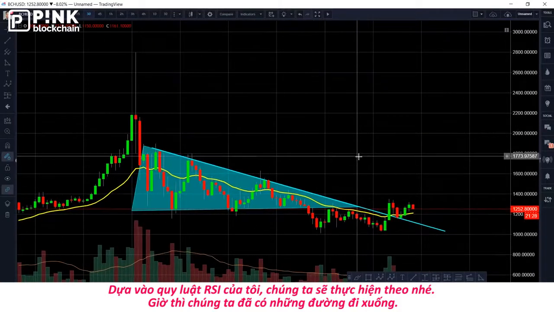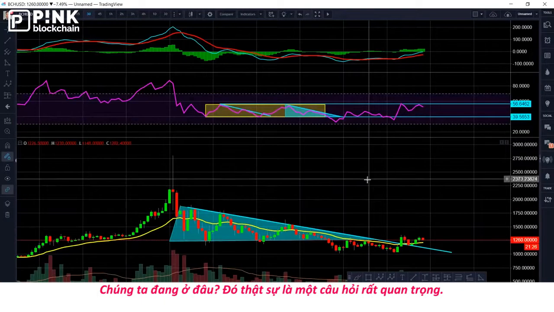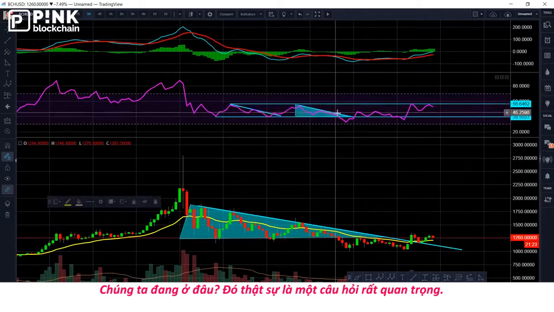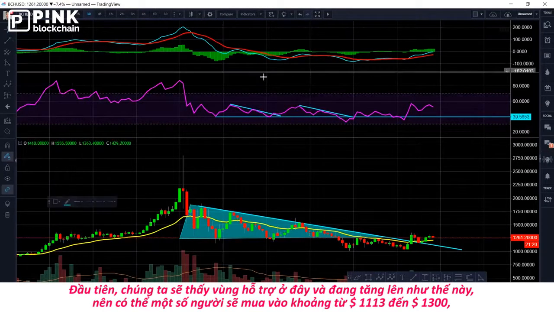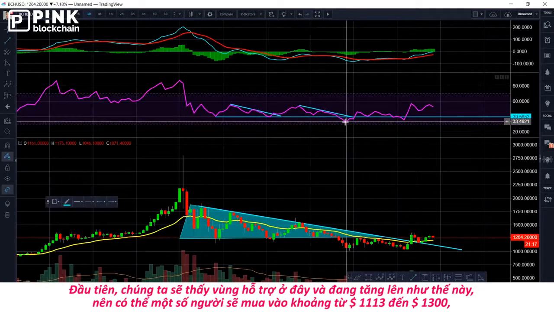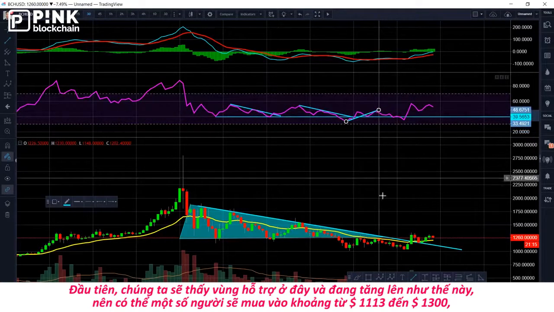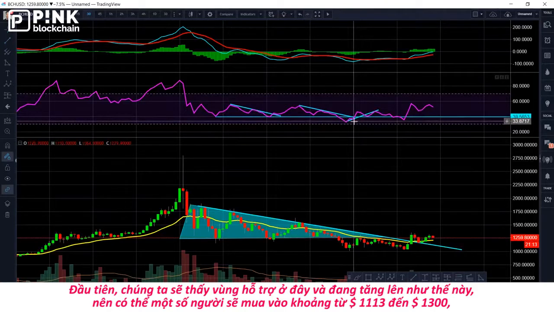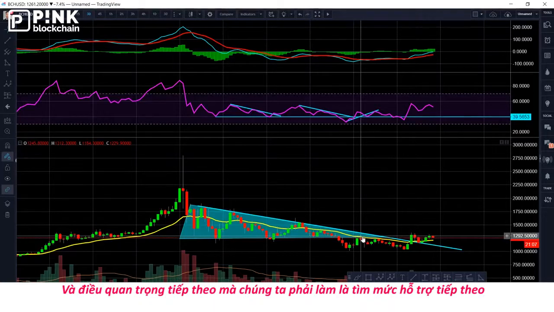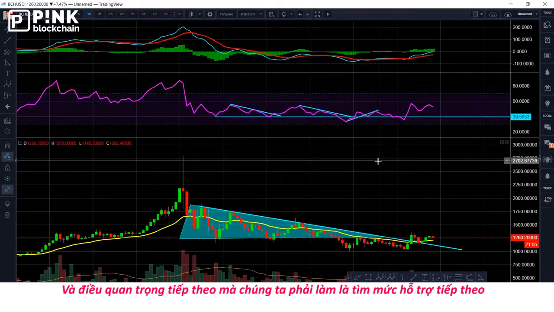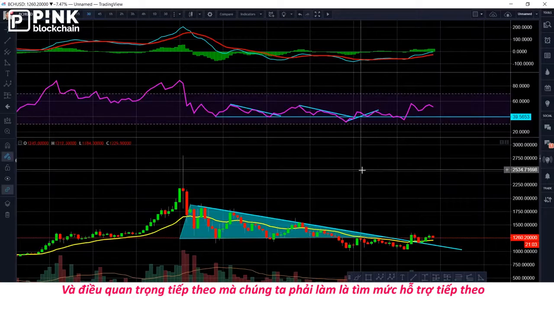Now that we have downticked, where are we now? That is a really important question. Where are we now, and where did we find support? Well, first of all, we found support right here, guys. We found support going up bearishly right there. So some people might have bought, for example, right here on this candle at 1113, and they would have ridden it to about 1300-ish.